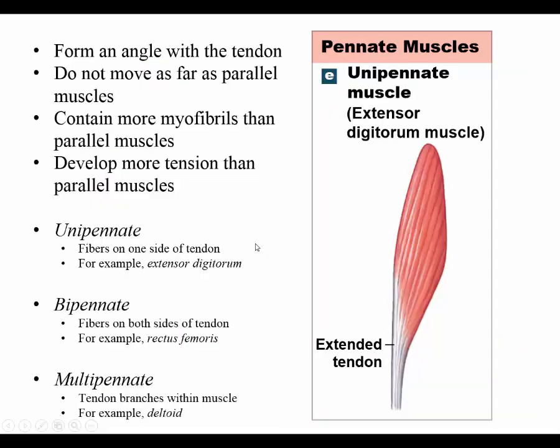And then the extensor digitorum muscle is a unipennate muscle. It doesn't have another set of muscles coming off this center line. These aren't here like you would expect in a bipennate or further multipennate. What happens is these muscles just come off of one line and they go down into your tendon. So this is unipennate.